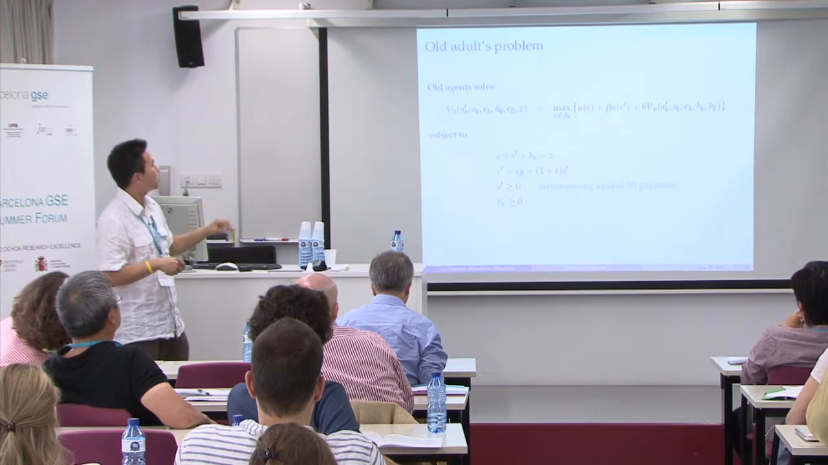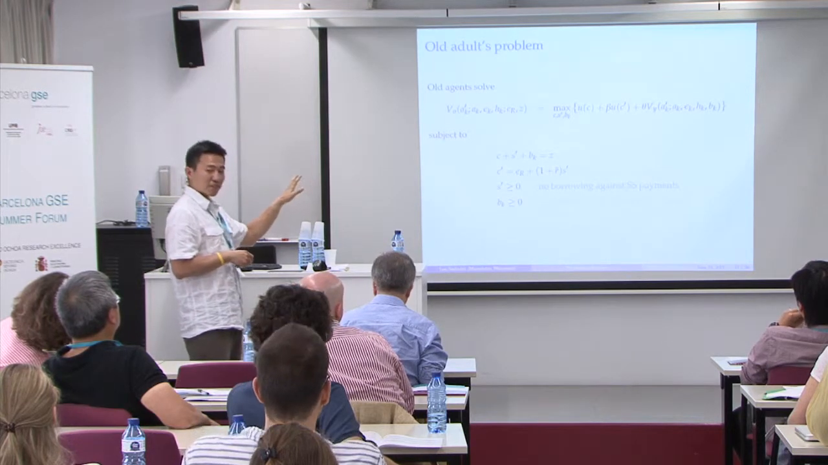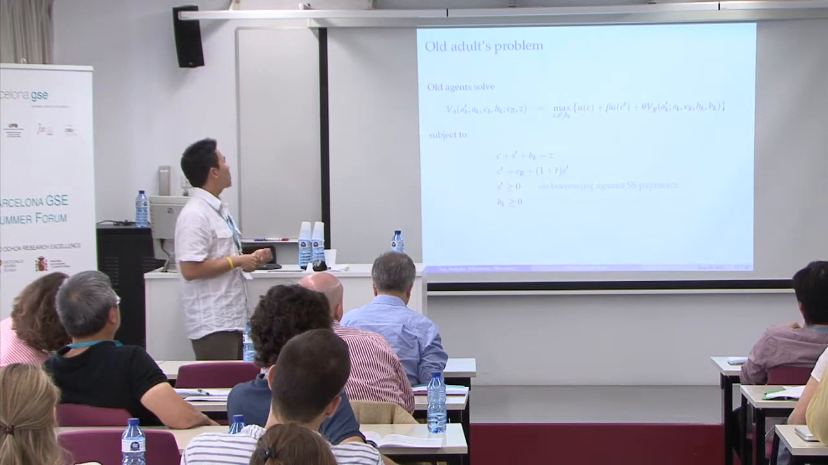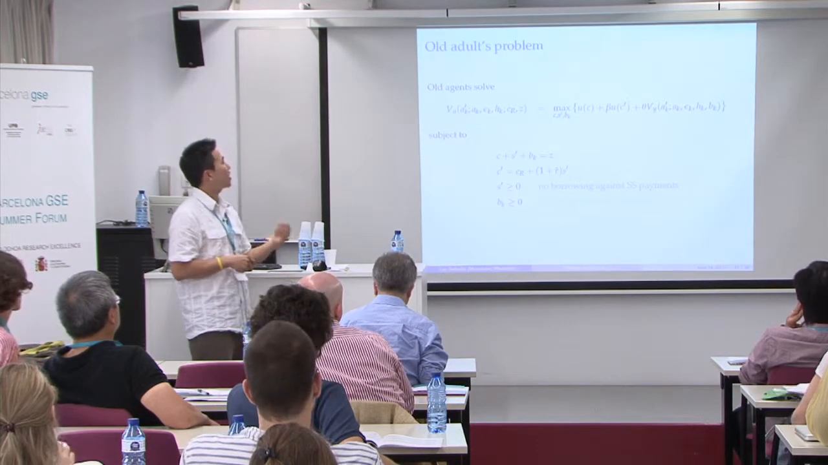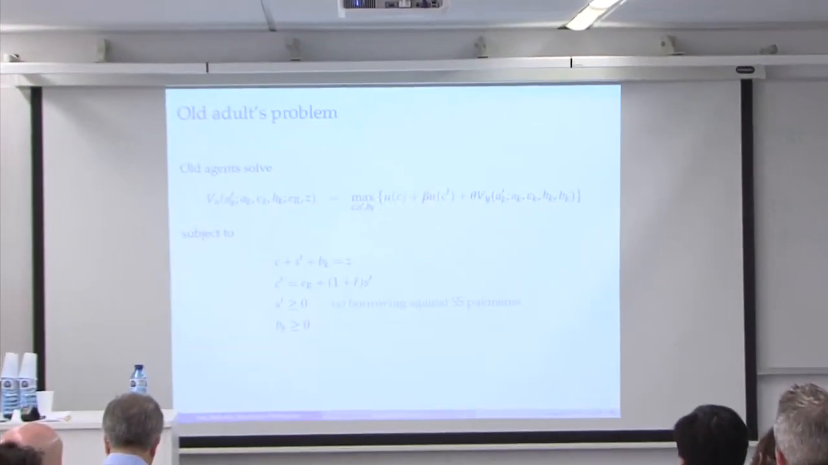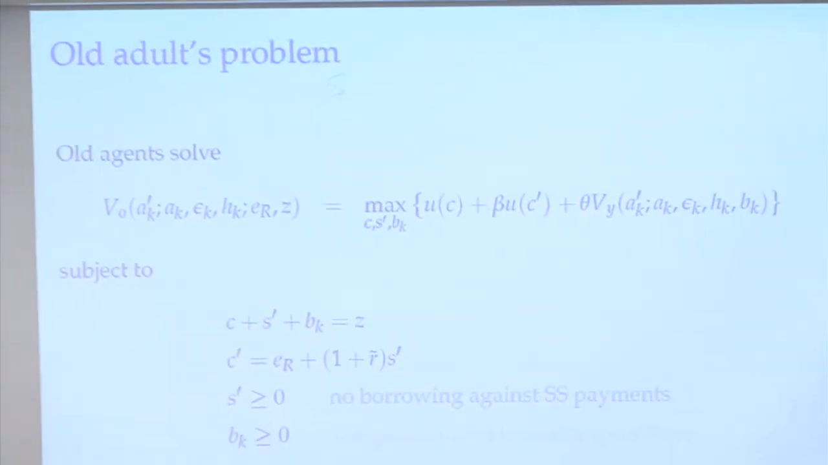This is going to be the problem of the old adult. So now this guy is old. In the next period he's going to retire. Since we're not modeling any uncertainty in the last period, this is basically just a 2-period income savings problem. This problem is not as interesting as the young parent's problem.